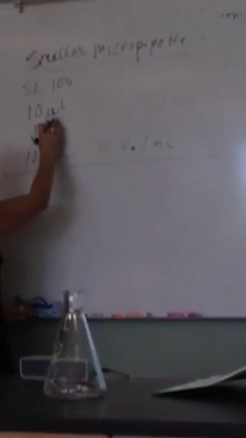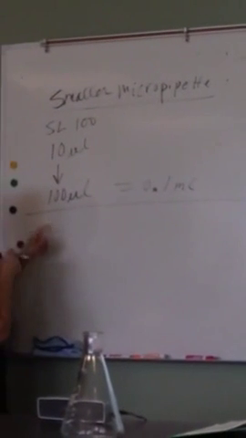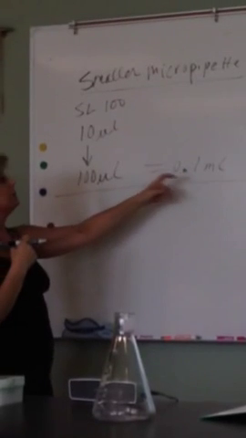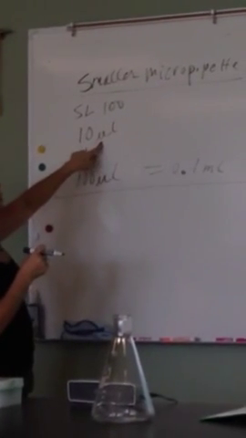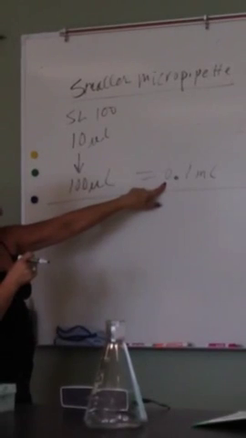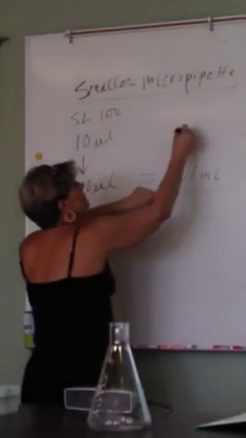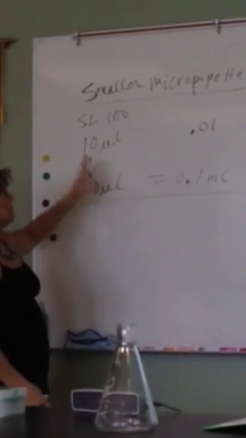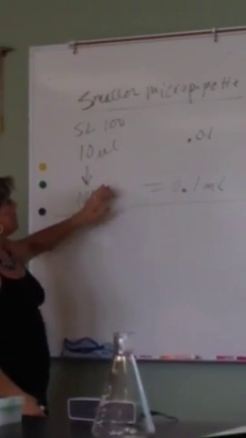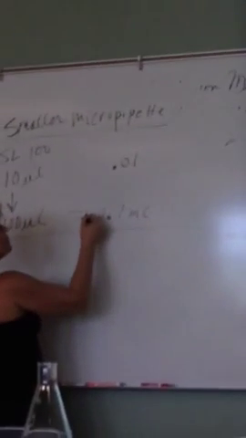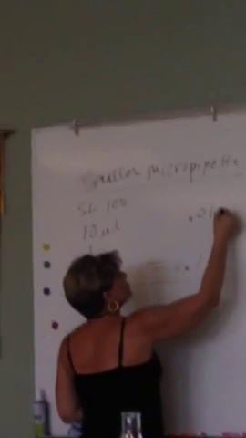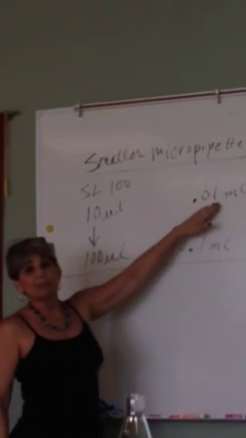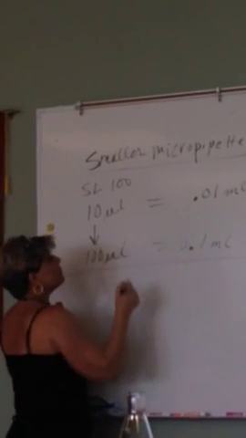Let's figure out how many milliliters is 10 microliters. If 100 microliters is 0.1 of a milliliter, how many is 10? What's 1/10 of that? Right? Because I'm going to get rid of a 0. I have to move 1 space. So I move 1 space that way. So 0.01 of a milliliter equals 10 microliters.